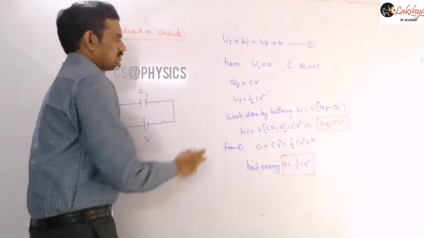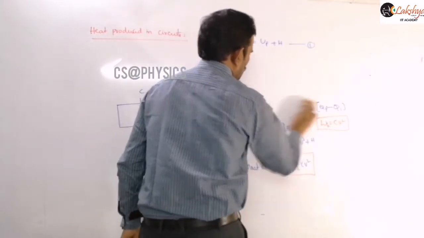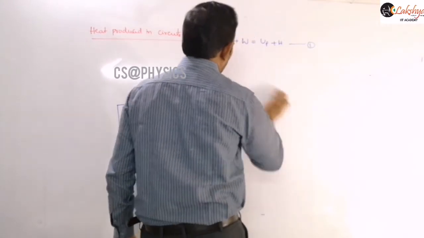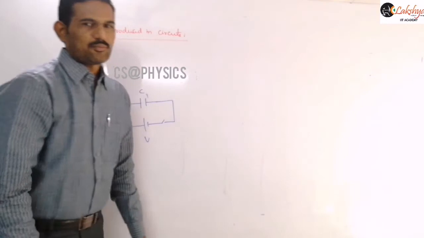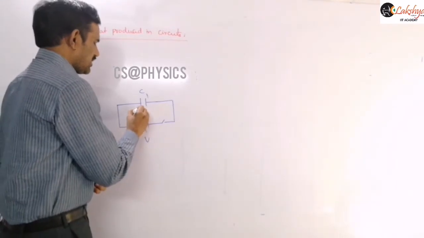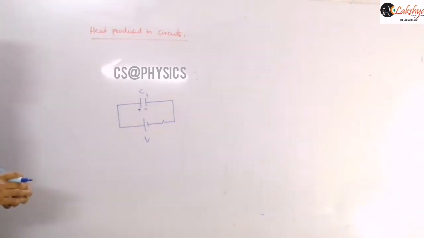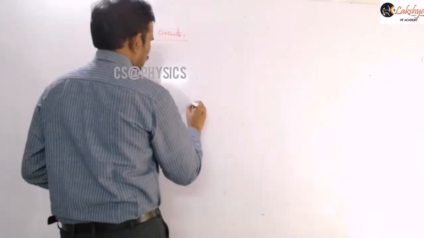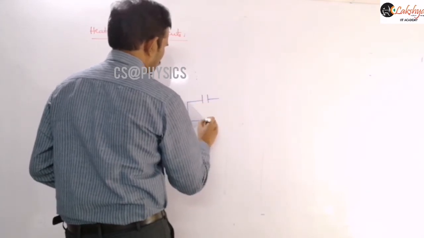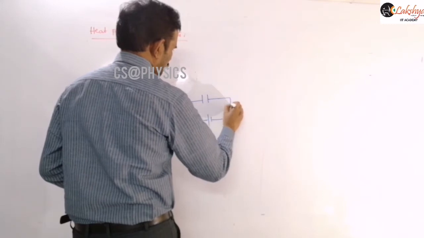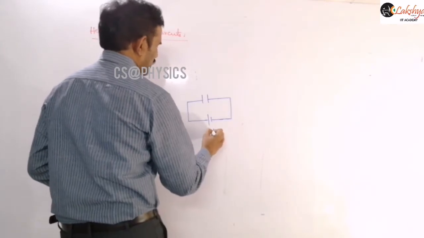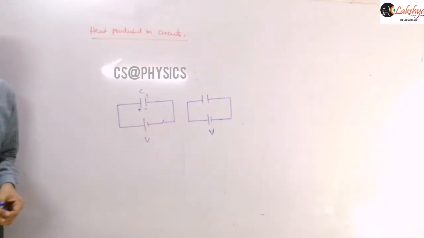After completion of charging, the capacitor is removed from the battery and reconnected to the same battery with opposite polarities. Then find the heat produced in that circuit.